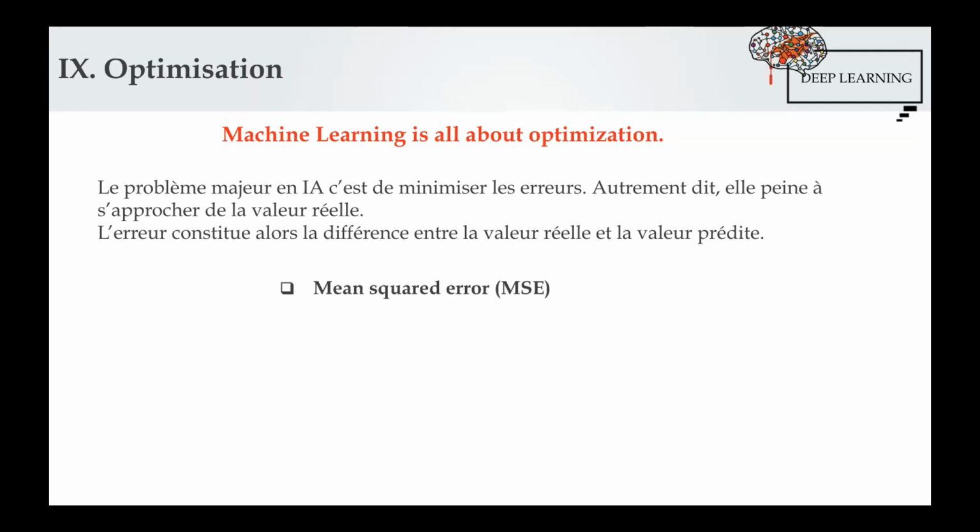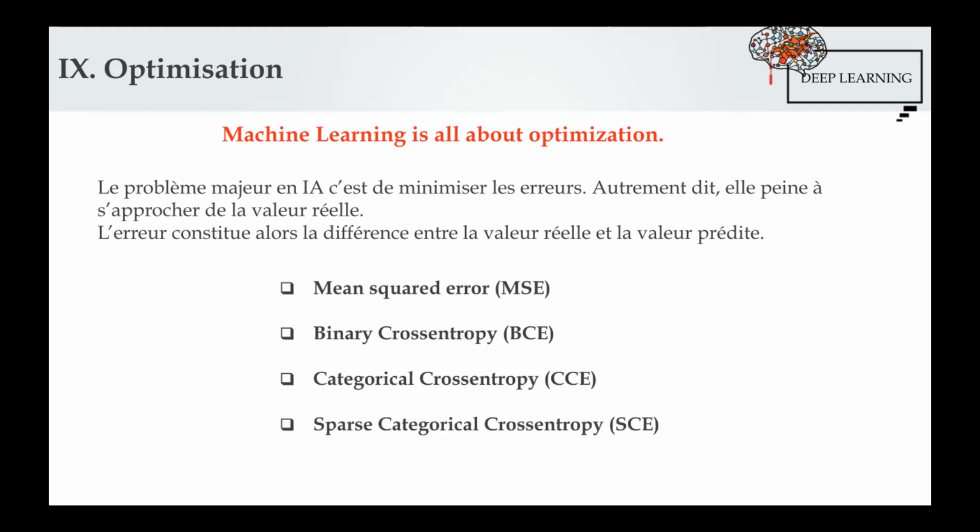En fonction du problème, on a une manière de calculer la perte, la loss function. Il y a le mean square error, MSE, quand on fait de la régression, c'est l'erreur quadratique. Il y a le binary cross entropy, pour faire de la classification binaire. Il y a le categorical cross entropy, pour faire de la multiclassification. Il y a aussi le sparse categorical cross entropy.